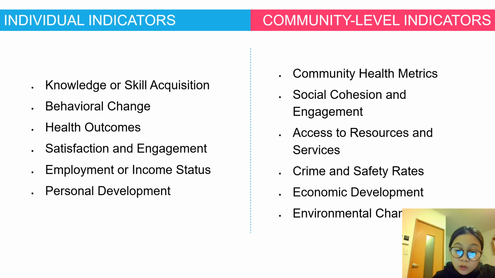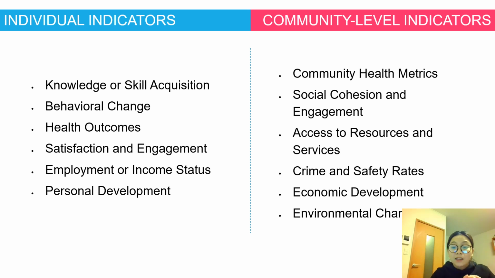Individual indicators focus on the specific changes in an individual's life, while community level indicators reflect the collective changes or trends that affect a larger population. In terms of purpose, individual indicators are used to measure personal achievements, behaviors, or outcomes, whereas community level indicators assess broader social, economic, and environmental changes that affect the well being of a group or a community.